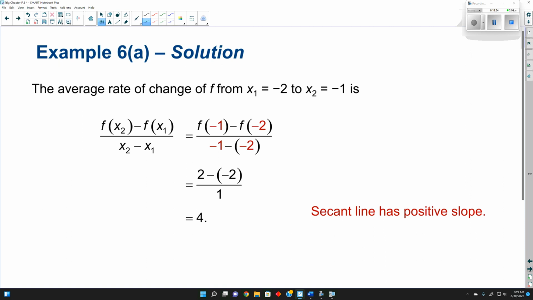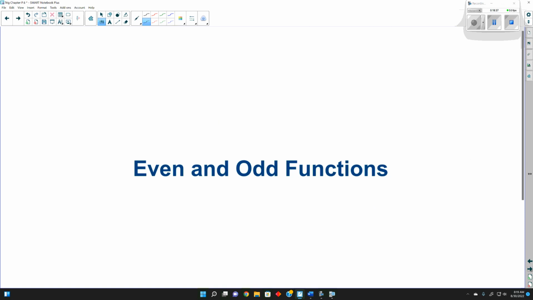Average rate of change, just finding essentially slope over those certain periods of time. Any questions on this so far?